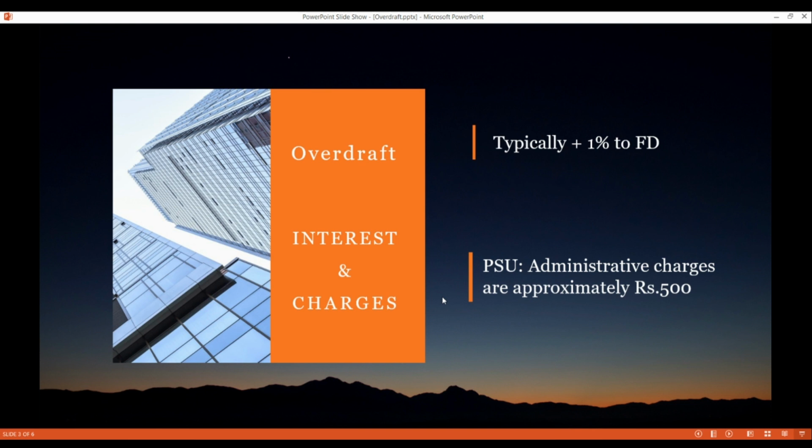Then let's talk about the interest and the charges that are levied on overdraft facility. If I talk about interest first, then it is usually 1% more than FD. That's the typical use case. And charges, mostly for PSU, it's approximately 500 or maybe a little more. Yeah, and there are some charges that may be introduced because of non-utilization of the overdraft limit. But yes, it depends from bank to bank, right? So that's mostly about charges and interest rates.